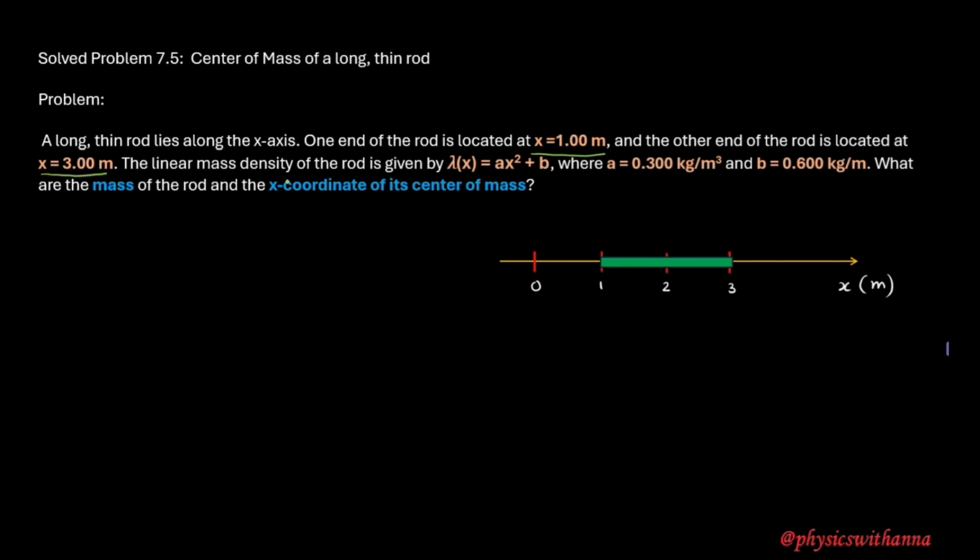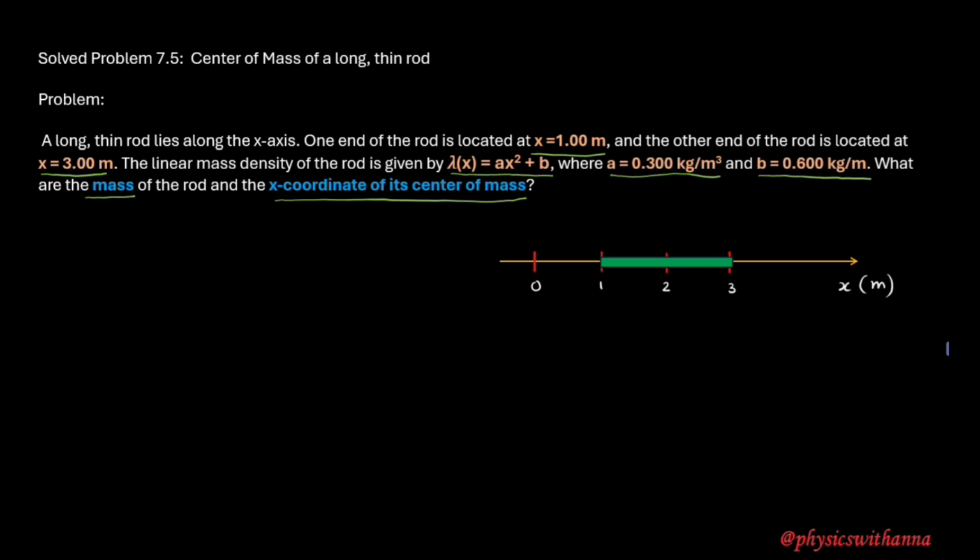The linear mass density of the rod is given by lambda equals ax squared plus b, where a equals 0.3 kilogram per meter cubed and b equals 0.6 kilogram per meter. What are the mass of the rod and the x coordinate of its center of mass?